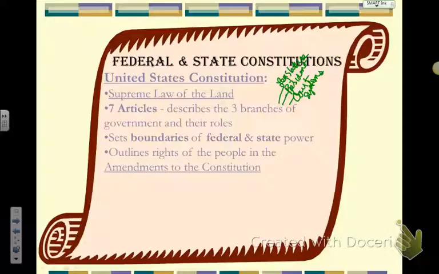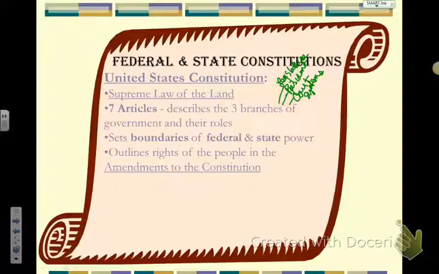We also outline what we call the rights of the people in the amendments to the Constitution. So our Constitution actually does not outline what rights we as citizens have. So what they've done is they've created amendments to the Constitution to make sure that our rights are specifically outlined, what rights we have as citizens.